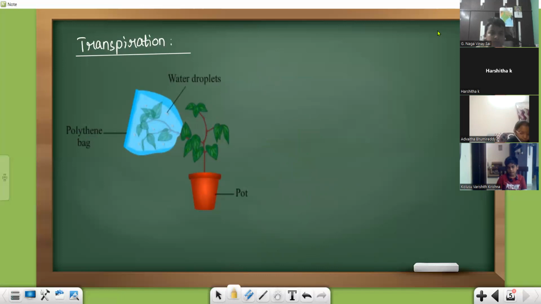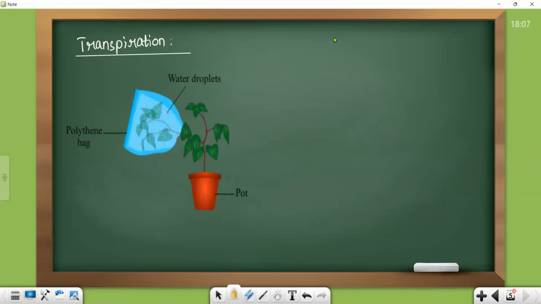So now what are we doing in this activity? Transpiration. Tie the branch of a healthy plant with a polythene cover. Which cover? Transparent polythene cover.